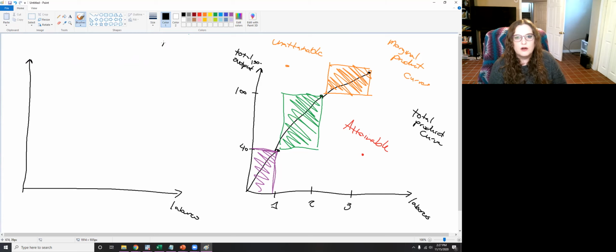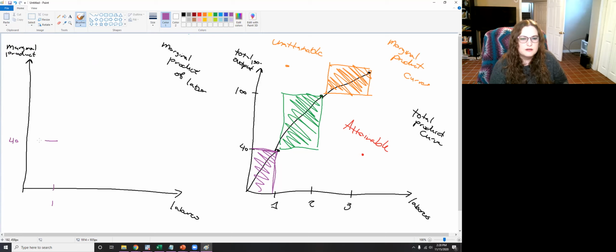And this one we're going to call our marginal product of labor. All right. And in this one, we're going to have the marginal product. So instead of graphing this total output, we're instead going to look at the marginal product. Okay, well, for worker number 1, we know that worker number 1 made 40 cookies. So their marginal product was this 40 cookies that they made. Okay, cool. We have step 1.